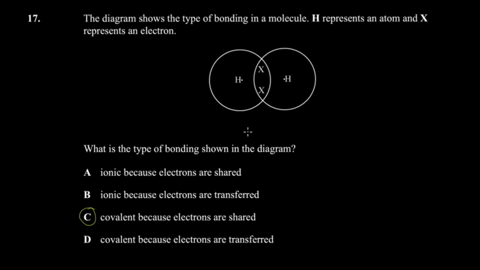For covalent bond, that's what we are seeing here. There's sharing of electrons. Let's quickly move to the next part. Which method is used to separate a mixture of dyes? So a mixture of dyes is used, we use the method of chromatography.